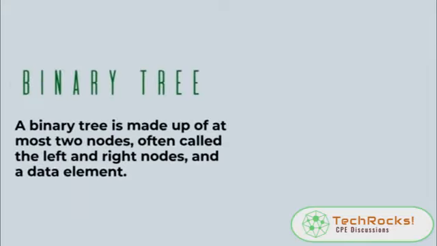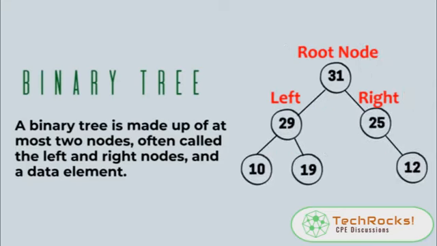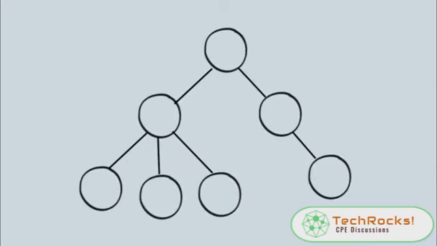A binary tree is made up of at most two nodes, often called the left and right nodes, and is a data element. The topmost node of the tree is called the root node, while the left and the right pointers are directed to smaller subtrees on either side. Here's a question. Is this a binary tree?